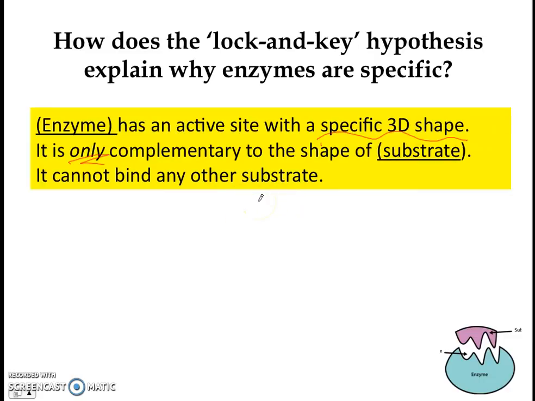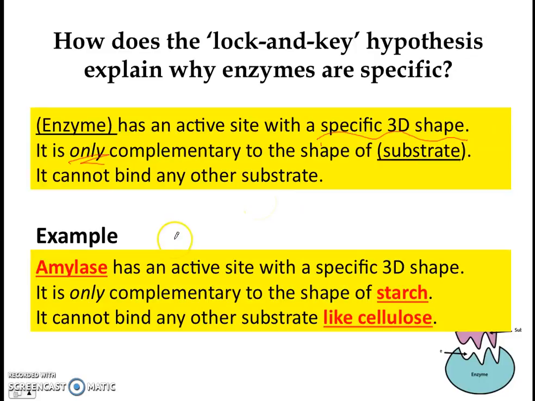Okay, so let me give you a simple example. For example, when talking about amylase and why amylase is specific, let's say the question says, explain why amylase is specific. Then you can say that amylase is specific because it has an active site with a specific three-dimensional shape. And that this active site has a shape that is only complementary to the shape of starch, which is what amylase acts on. So amylase cannot bind any other substance or substrate, like cellulose. So by saying this, you can use the lock and key hypothesis to explain why enzymes are specific.